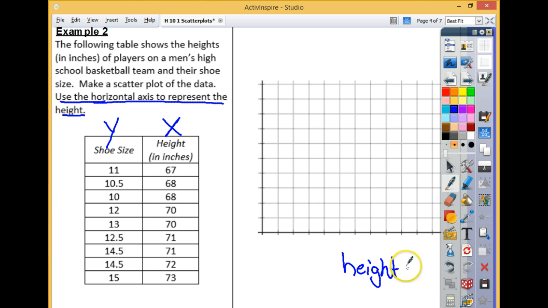Yep. Height in inches. Our vertical axis, what do we want to do that? Shoe size? And what kind of title? You're going to have to give some detail here because there's a lot to this one.